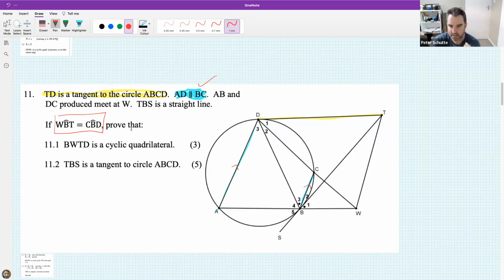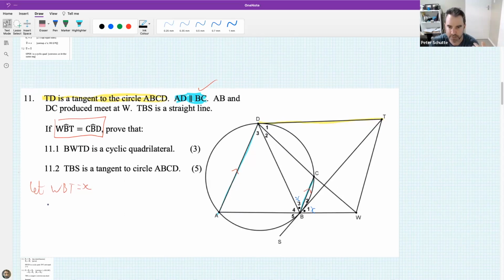Now, what I find is helpful is when they have these little dots, I just make these things equal to X. So I say let WBT equal X. And it's just a helpful way. You don't have to do this, but I'm going to make that X and that X on my drawing so that if I want to show relationships, I don't have to write down these long angle things here. It just makes life a bit easier if I have some sort of symbol language that I can use.